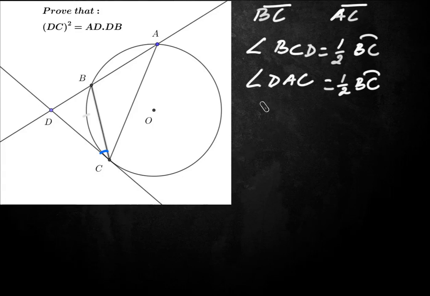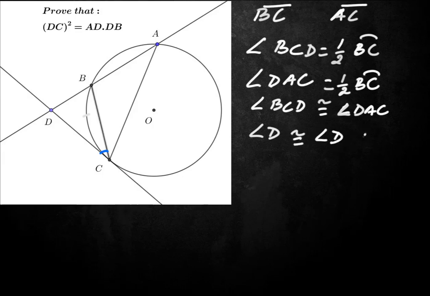So we can infer that since angle BCD is equal to half of arc BC and angle DAC is equal to half of arc BC, angle BCD is congruent to angle DAC. So it's the first relation we have. For the small one we have BCD, and for the big one we have DAC.